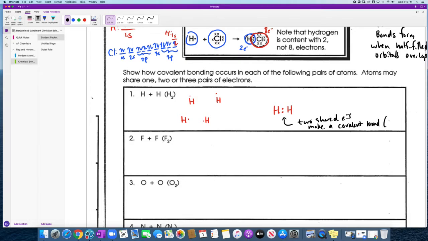Okay, it's called a single bond. So we've got a single bond right here. In the next video, I'm going to show you how you can represent that by just drawing a line, and that represents the molecule as well. That's called its Lewis structure, but we'll see more of that in the next video.